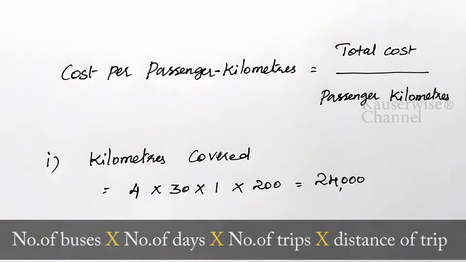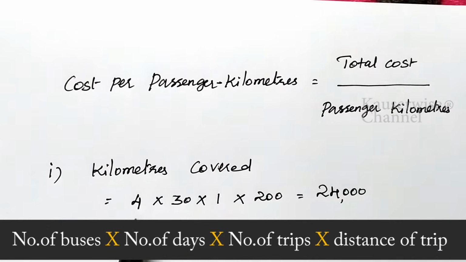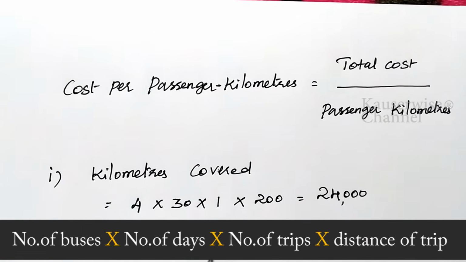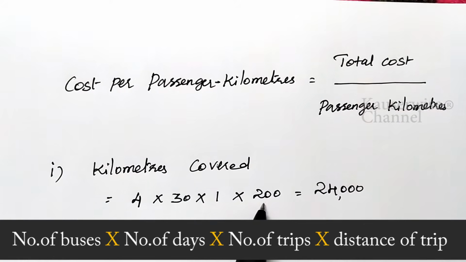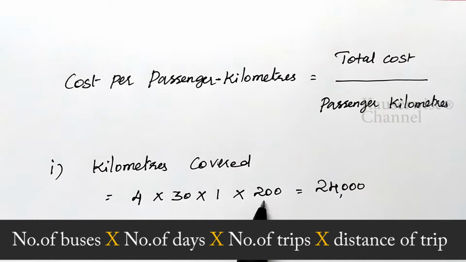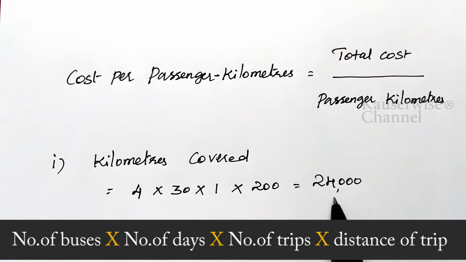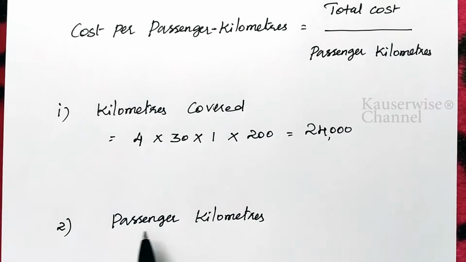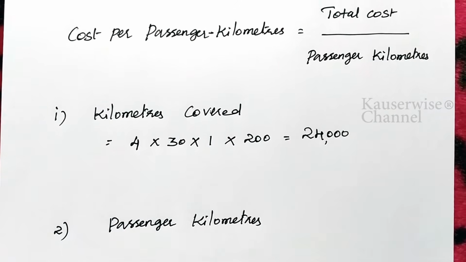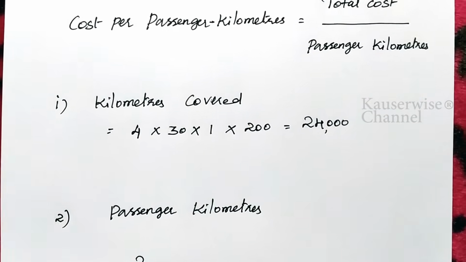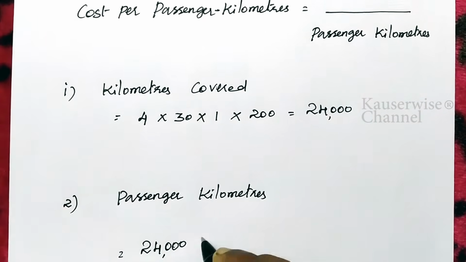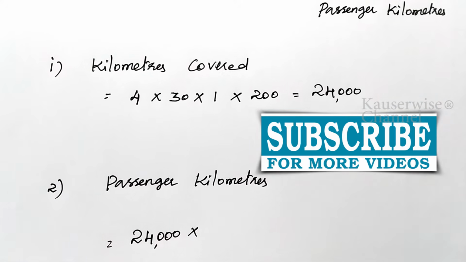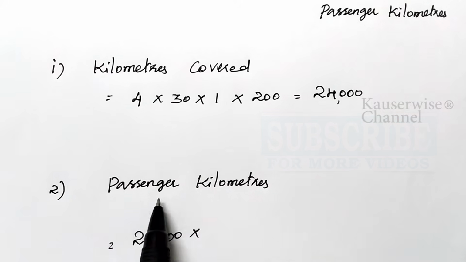See the solution for the calculation of kilometers covered. Number of buses 4, number of days 30, number of trips only one trip, distance covered 200 kilometers, 100 plus 100. So total kilometers covered: how many? 24,000 kilometers. Now we need to calculate passenger kilometers. For that, just take the total kilometers, 24,000 kilometers, into bus capacity into the percentage of people traveling every day. With that, we can find out the passenger kilometers.